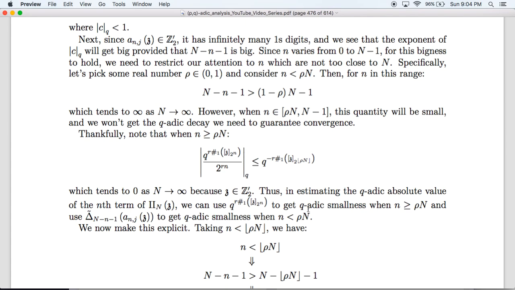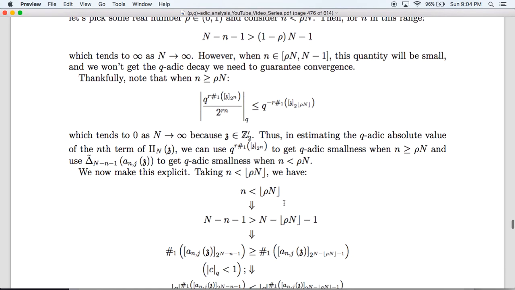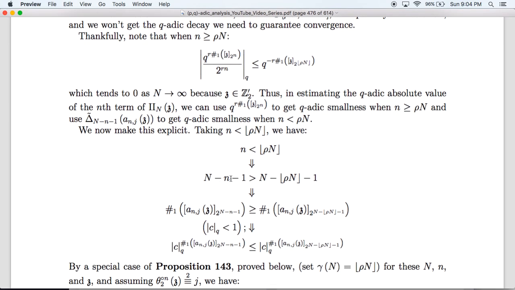Let's just make everything explicit. In particular, taking n less than the floor of rho big N, this is the largest integer less than or equal to rho big N. Just playing around with the inequalities, we get this and this. So since this number is bigger than this number, the number of ones in a_n j mod that is going to be greater than or equal to the number of ones in a_n j mod that. Now we stick this all on top of c's q-adic absolute value, but since that's less than 1, the order of the inequality reverses, and we get that this thing is less than or equal to this thing.